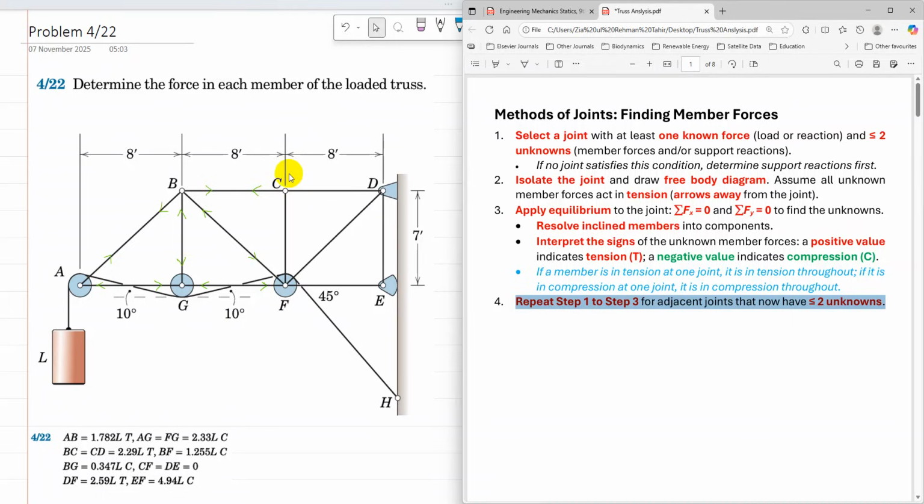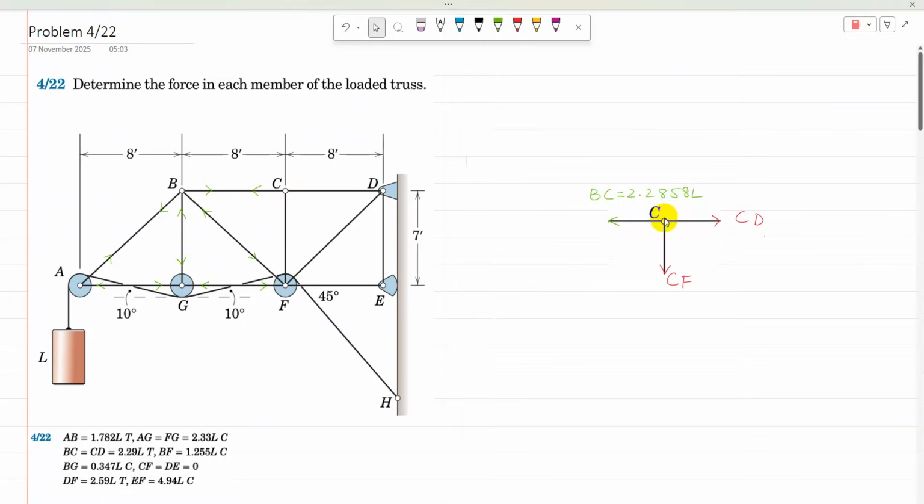So for joint C, I'm going to draw its free body diagram. So that is the free body diagram of joint C. So BC is in tension. So assuming CD and CF in compression.